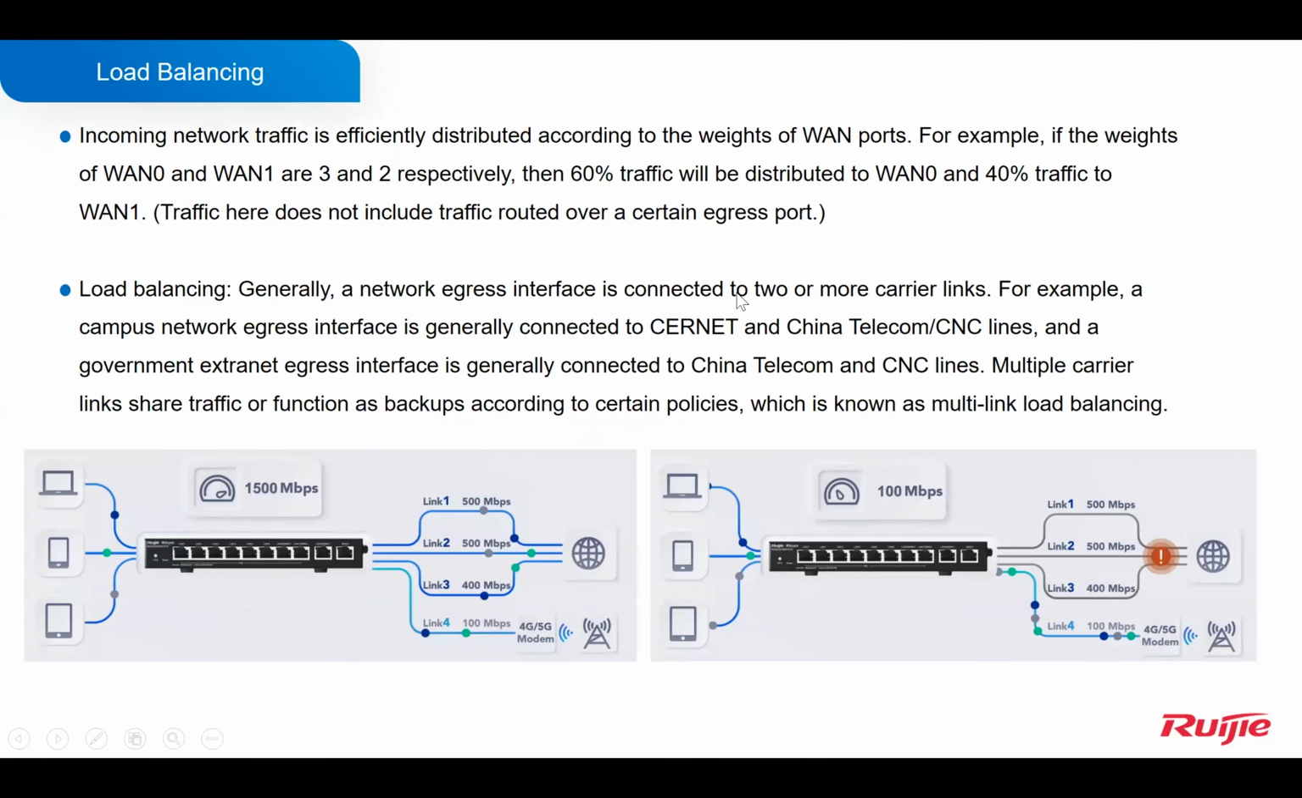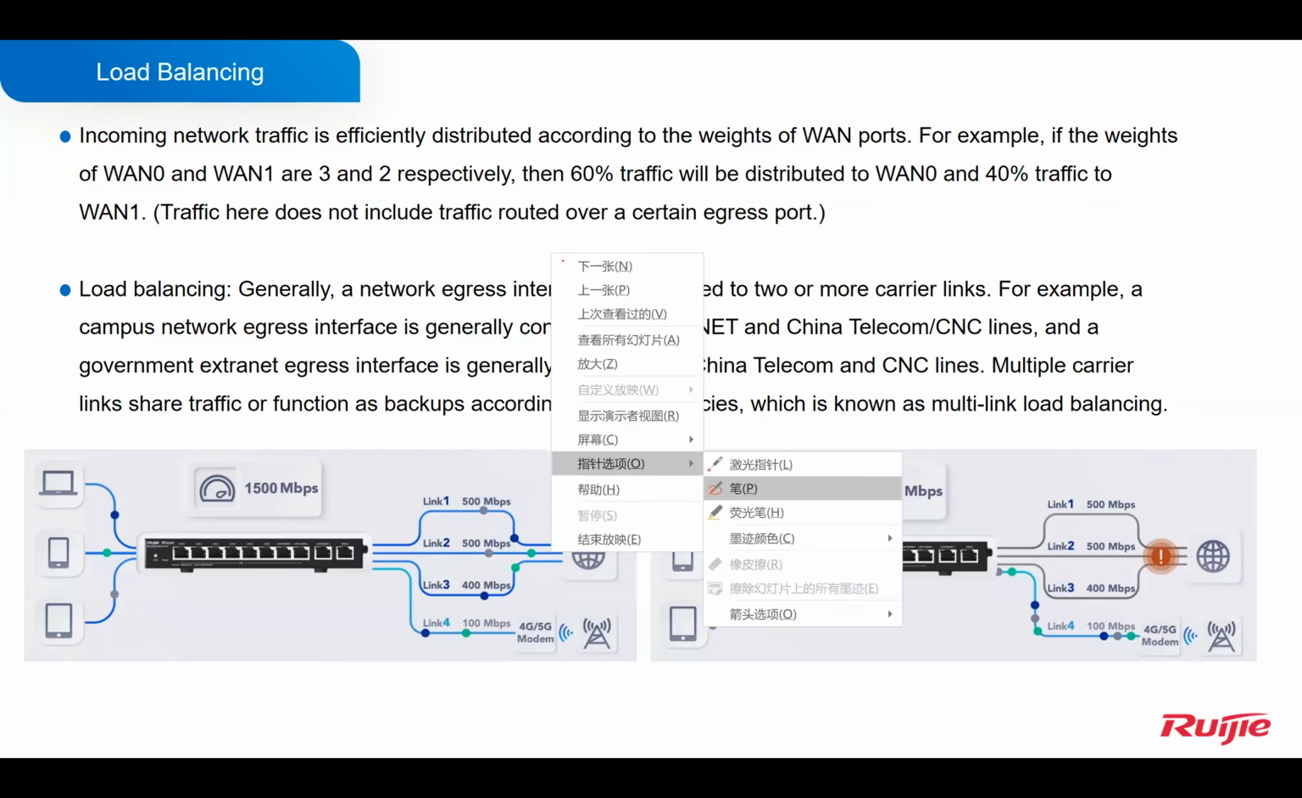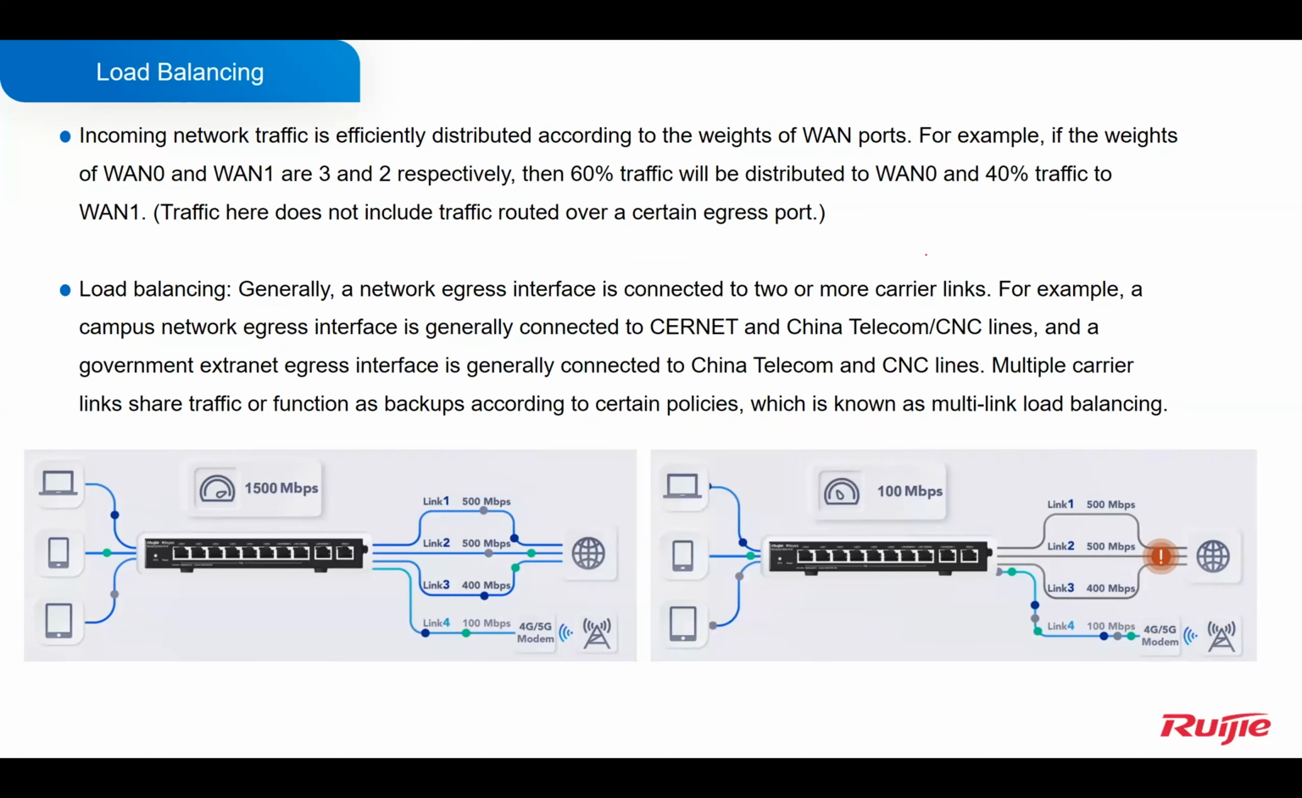Okay, and the next is the load balance. For the load balance, in our network, we use load balance for multi-WAN, and we set the load balance. For example, here is the LAN1 network, and we connect two links to ISP1 and ISP2, right? We will connect the line to ISP1 and ISP2.